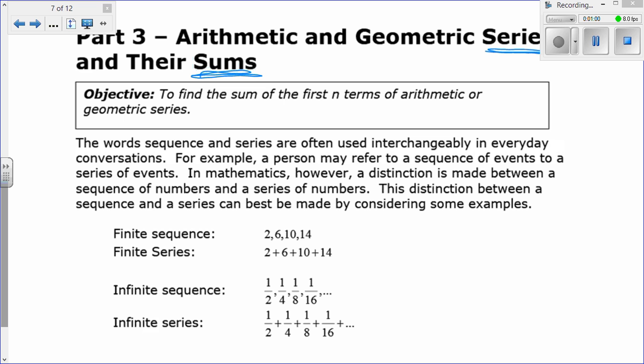Here, a finite sequence would be 2, 6, 10, and 14. A finite series is 2 plus 6 plus 10 plus 14. Finite means it ends or terminates. It's a definite end.